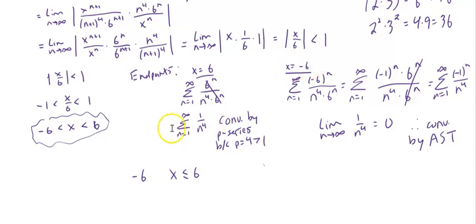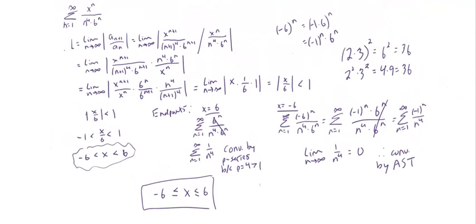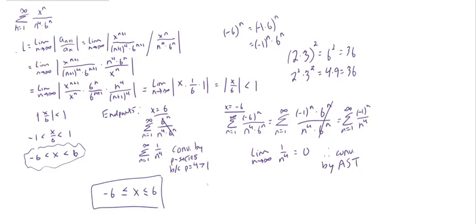Notice x equals negative 6 also converges. So I'm going to write less than or equal to here as well. So this right here is your final answer for the interval of convergence for this problem. Hopefully this math makes sense. Quick summary: set up the ratio test, cancel things, get it into this form. We're always going to have this.